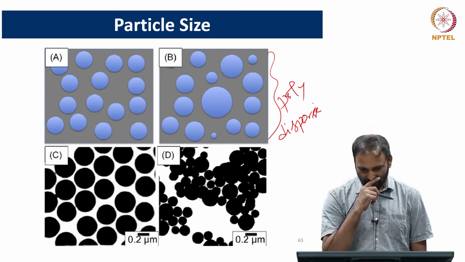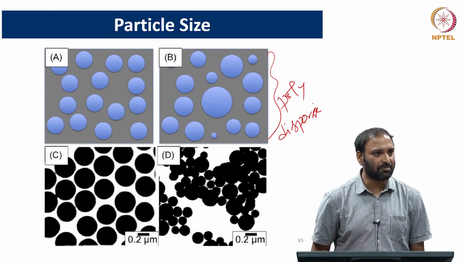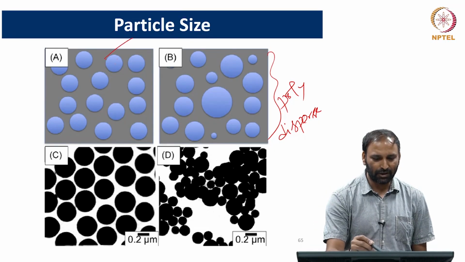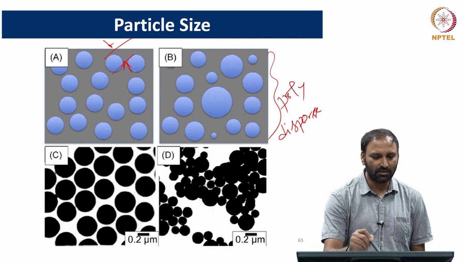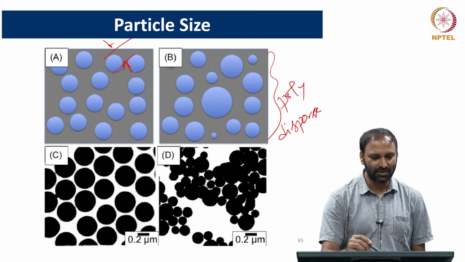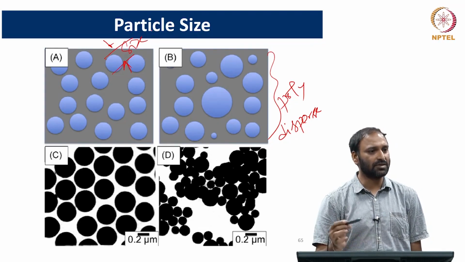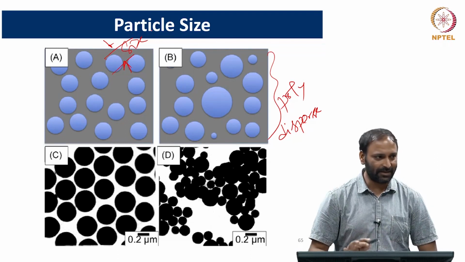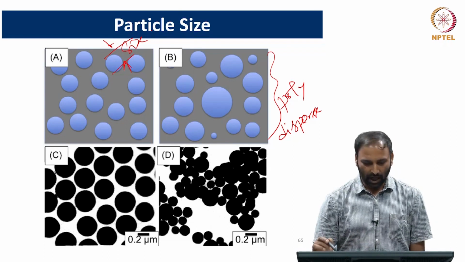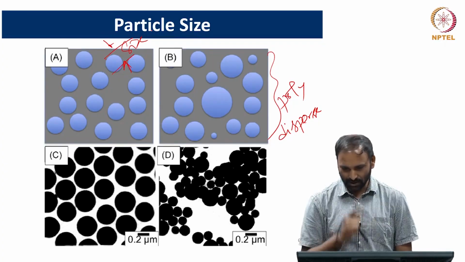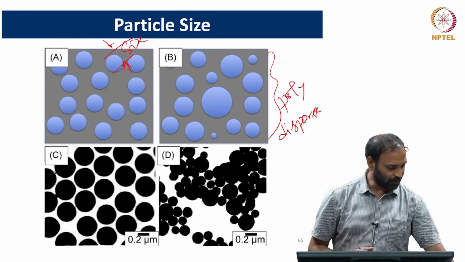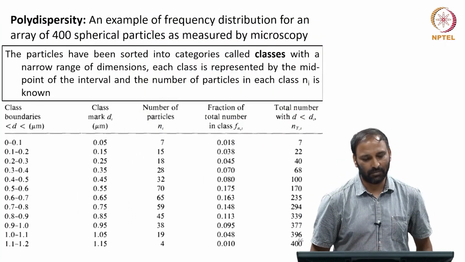This is what is called polydisperse, right? So when you have monodispersed particles, the only parameter that you have to characterize the particles for is the physical dimension, just the size, right? If it is a spherical particle, you just say the diameter or the radius of the particle, that's good enough.